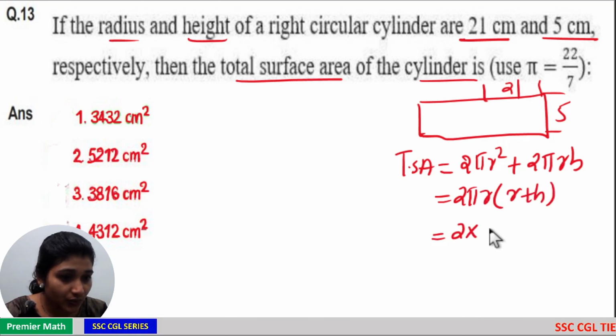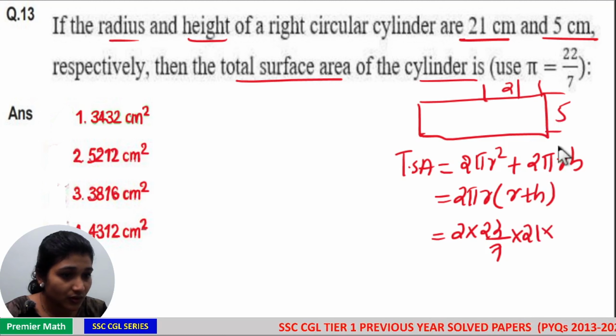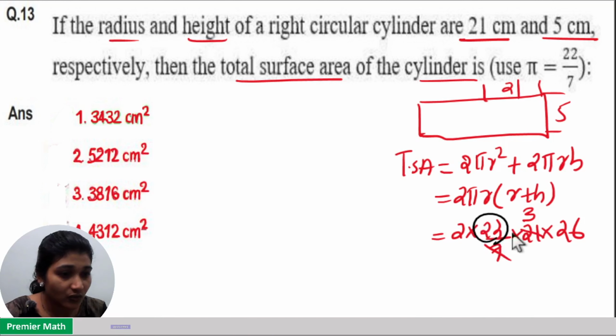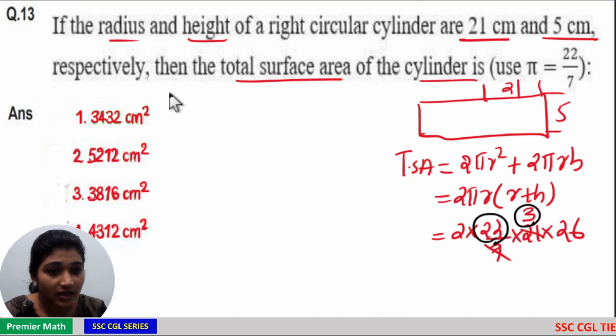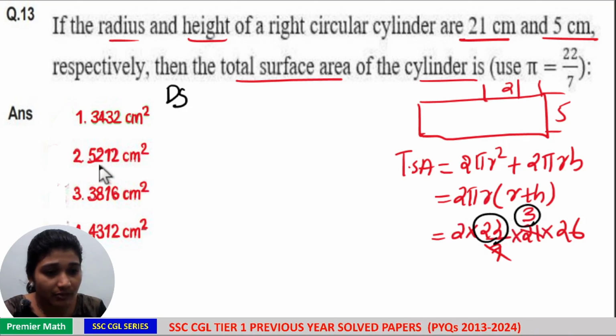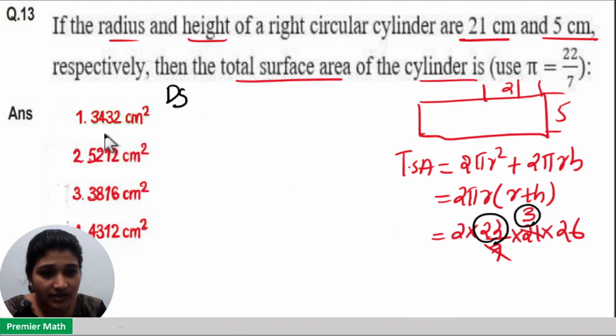Here 2 into 22 by 7 into r, which is 21, into r plus h, which is 21 plus 5, 26. Now 7 goes 3 times in 21. Now you can see here we have 22 and 3. That is, the answer is a multiple of 11 and 3. So first check for multiple of 3. If a number is a multiple of 3, its digital sum should be a multiple of 3. So check for digital sum here.